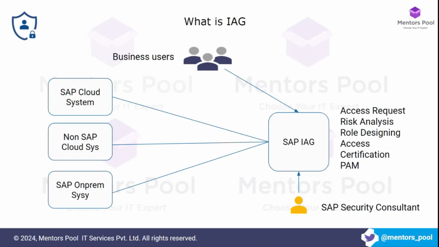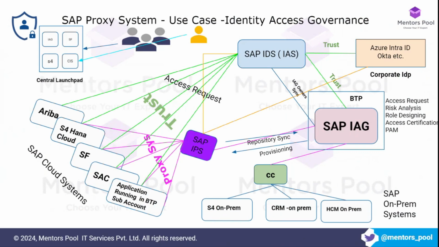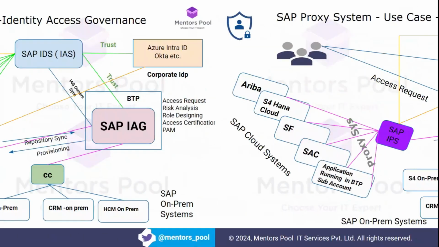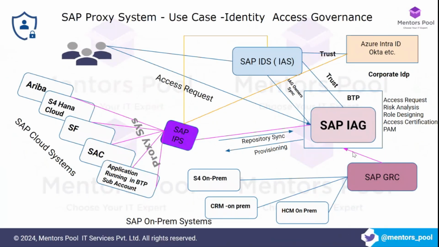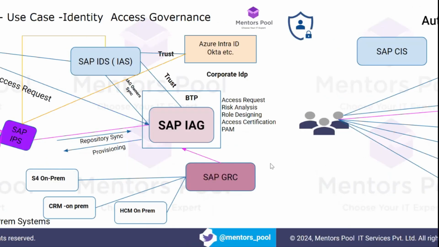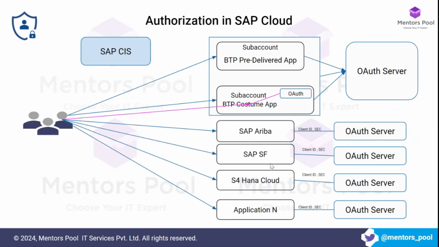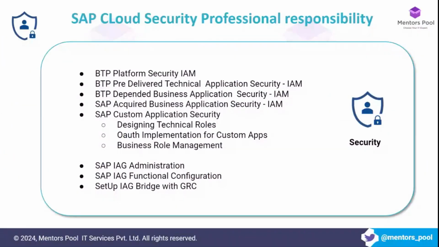Then also we understood what is IAG, what it does, and the IAG implementation diagram, and where IAG and GRC both will work as an IAG bridge. This also we tried understanding. And we understood what is authorization, how authorization works on SAP Cloud, and we tried understanding a bit about the OAuth server. I know it was not so detailed, but I just gave you an overview. And what is the responsibility of a security consultant in cloud?